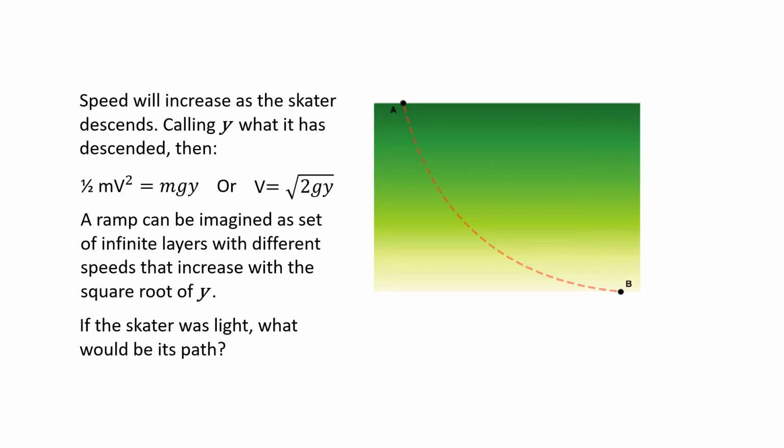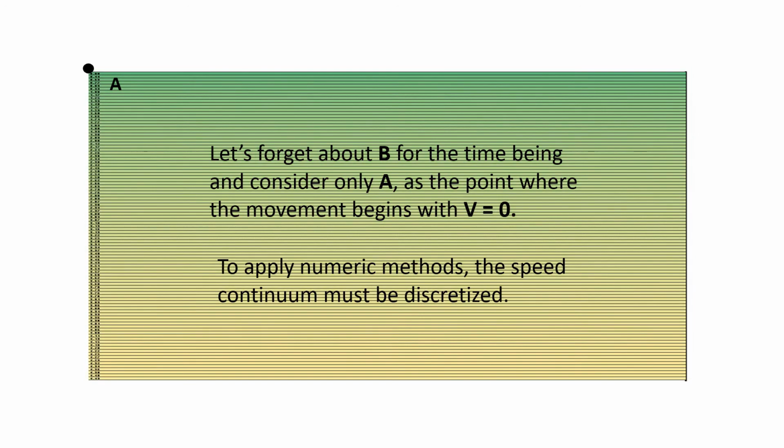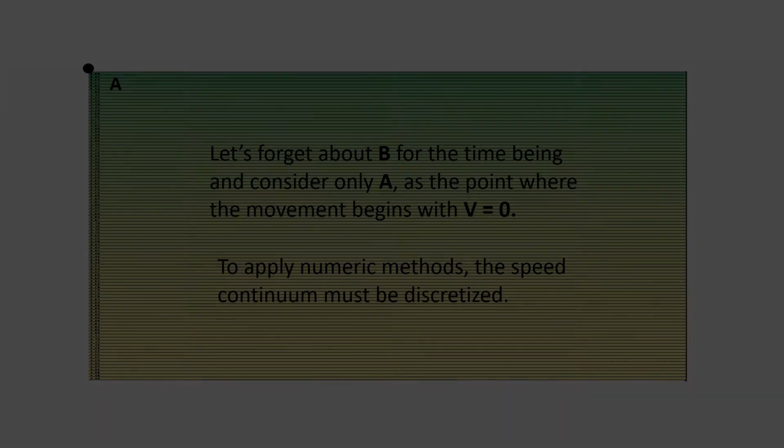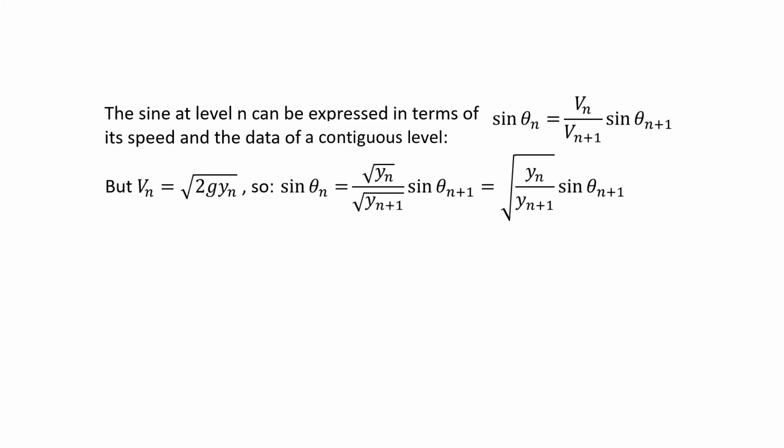If the skater was light, what would be the path? Let's forget about B for the time being and consider A as the point where the movement begins, with v equals 0. To apply numerical methods, the speed continuum must be discretized. The sine at level n can be expressed in terms of its speed and the sine of a contiguous level. But since the speed equals the square root of 2gy, the sine may rather be expressed in terms of the amount descended. What will be the depth of the ramp, y sub n?